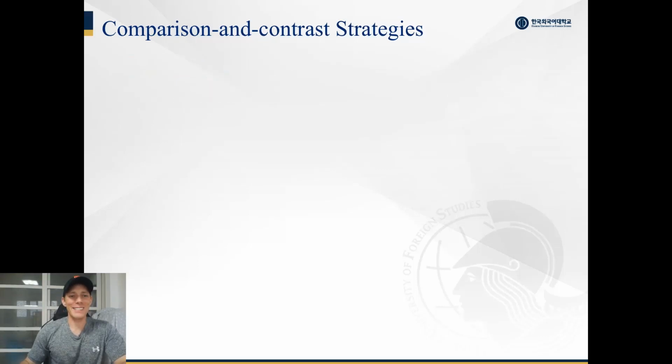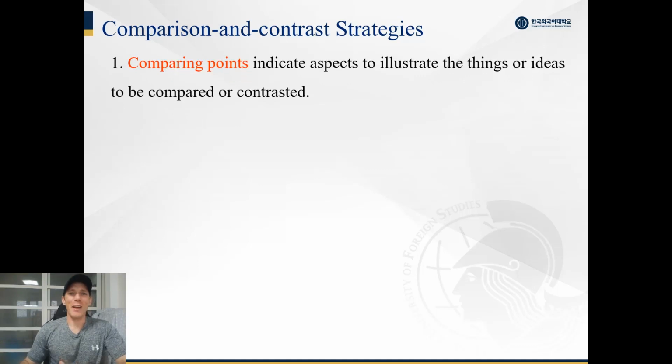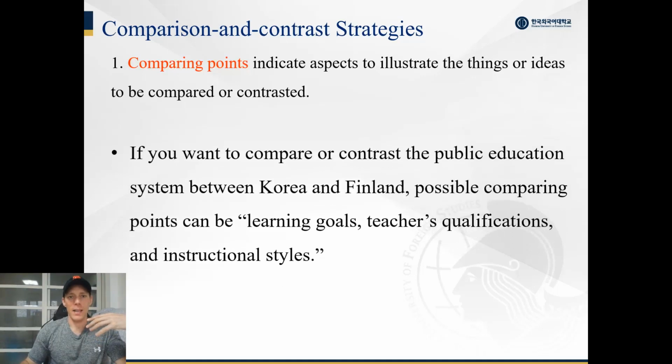Still number 1 point. Ding. Comparing points. You indicate aspects to illustrate the things or ideas to be compared and contrasted. If you want to compare and contrast the public education system between Korea and Finland, possible comparing points can be learning goals, teacher qualifications, and instructional styles. These are the examples in the textbook.